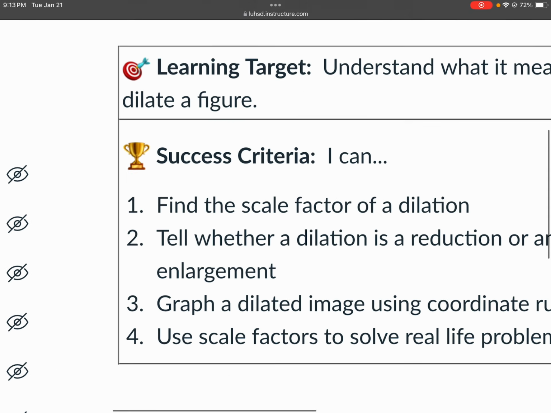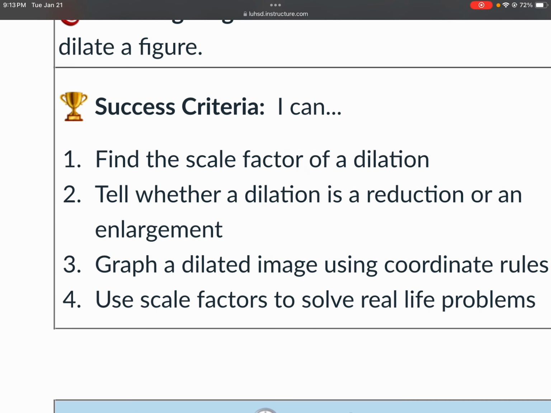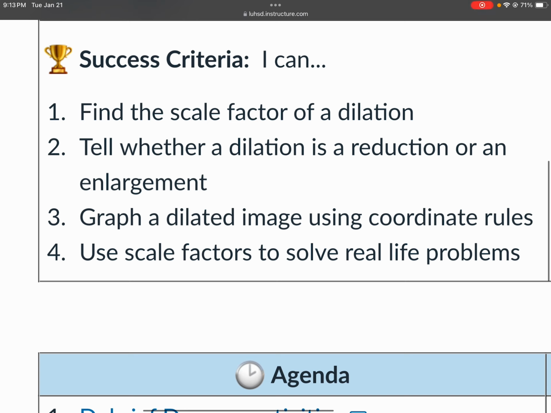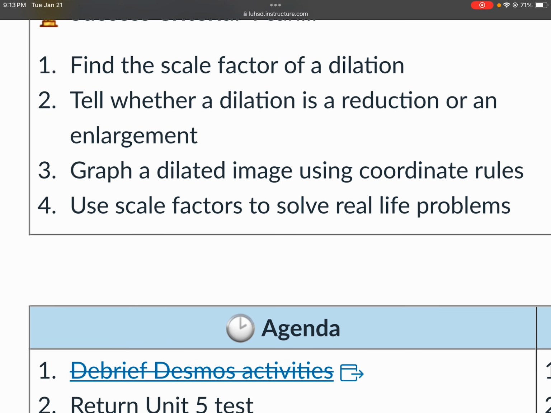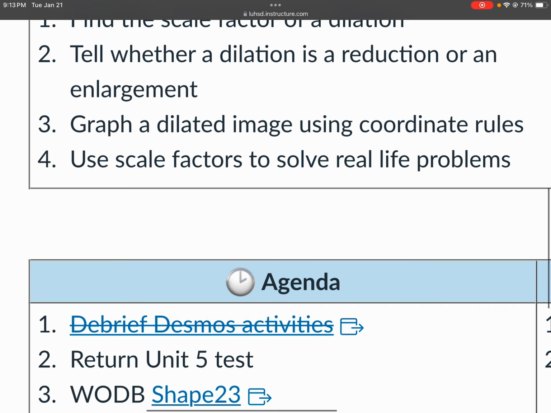Okay. All right, so here are the 4 things that we're going to learn in this activity. Number 1, how to find the scale factor of a dilation, how to tell whether a dilation is reducing an image or enlarging an image. Okay. Graphing dilated images using coordinates, so x and y coordinates, ordered pairs, and then using scale factors to solve real-life problems.